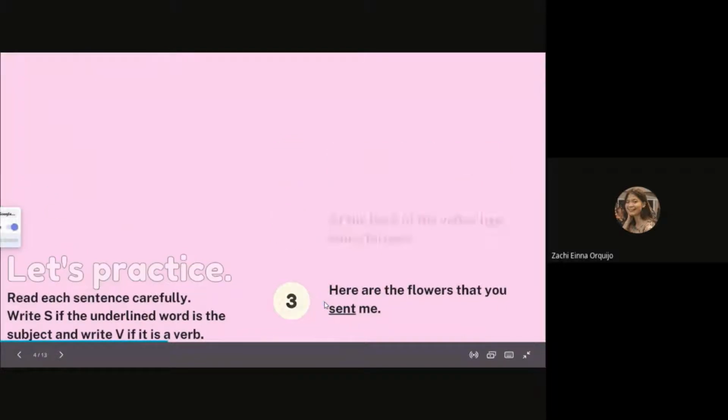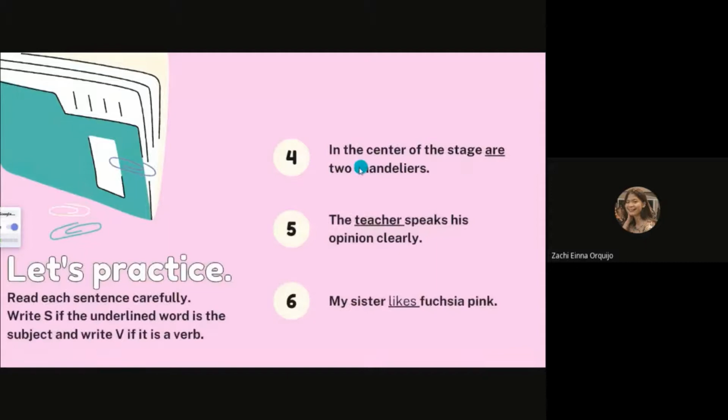Okay? For the fourth one, in the center of the stage are two chandeliers. So, ang pinag-uusapan dito, or ang subject dito, ay two chandeliers. So, yung word na are ay verb or action word.